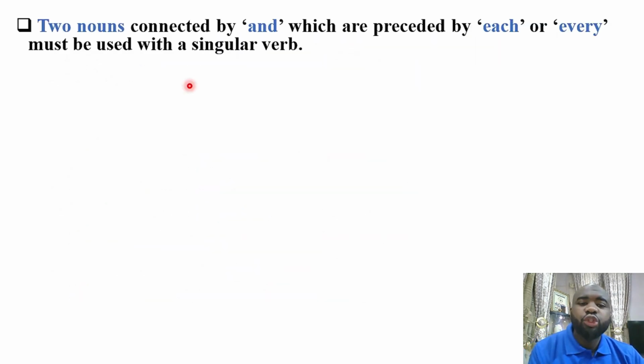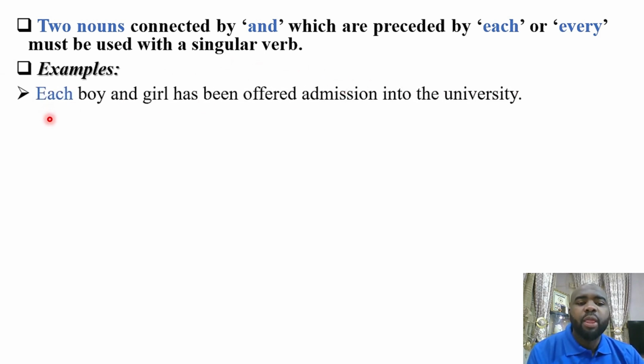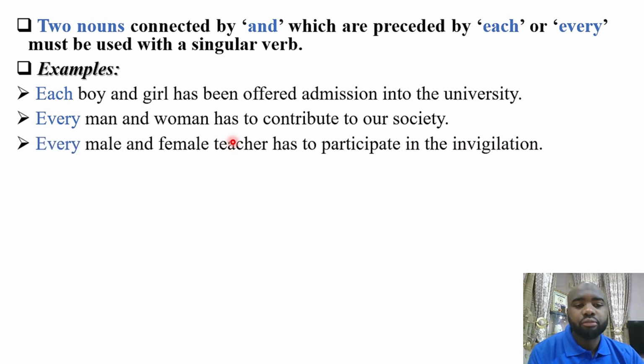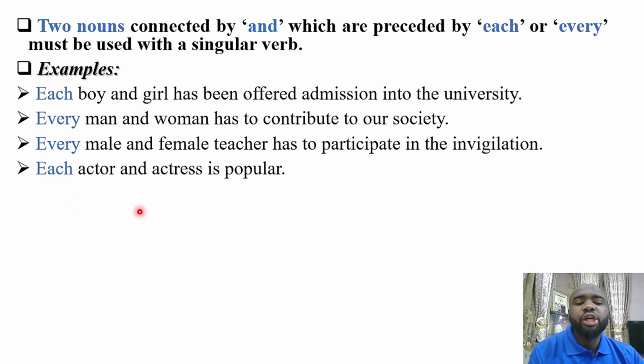So now, two nouns connected by and which are preceded by each or every, meaning what? Nouns that come after each or every must be used with a what? Singular verb. For instance, each boy and girl has been offered admission into the university. You see, each boy and girl has. This is the verb has. Every man and woman has to contribute to our society. Every male and female teacher has to participate in the invigilation. See, the verb has also. Each actor and actress is popular. See? Verb is singular form.